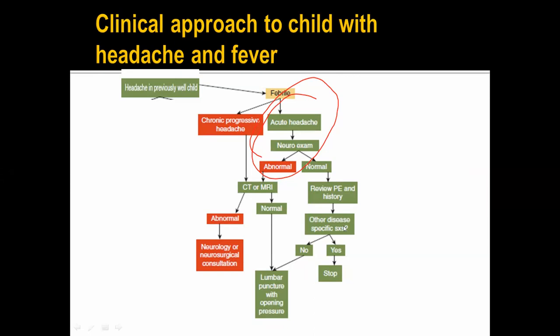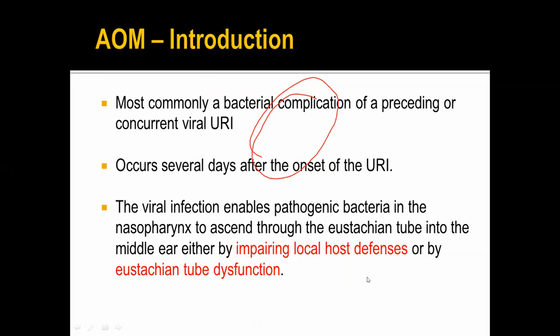So next, we'll see individual cases one by one. So first I want to talk about acute otitis media, the most common complication of a preceding or concurrent viral upper respiratory infection. It occurs several days after the onset of upper respiratory infection. The viral infection enables the pathogenic bacteria. It impairs the host local defenses or causes a eustachian dysfunction. Thereby, it facilitates the growth of bacteria.